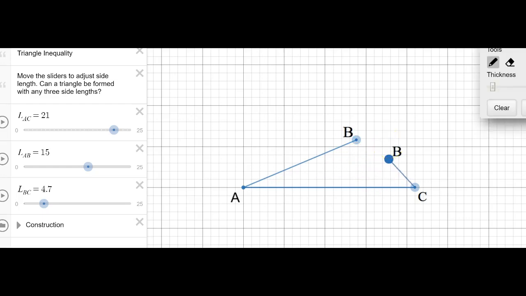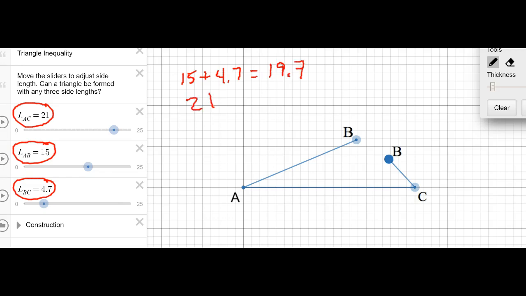And if we look at the lengths of the sides here, I've got 21, and I've got 15, and I've got 4.7. So the issue that we have here is that this 15 and this 4.7, if I add those up, 15 plus 4.7, that's going to be 19.7. And the other side of the triangle is 21.